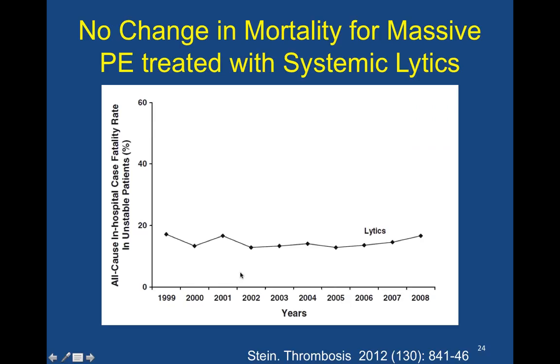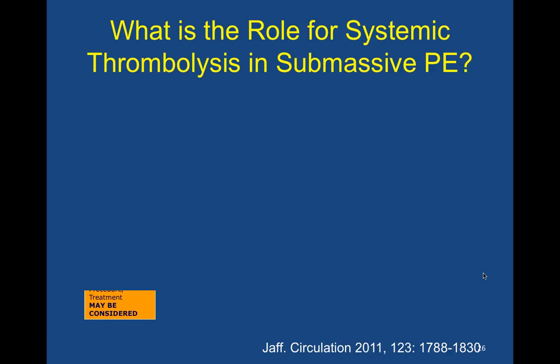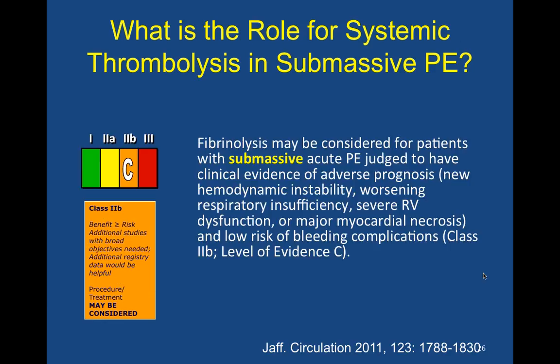And if you look at the same registry, and that's sobering data, if you look at all the mortality over the last 20 years from these patients with massive PE treated with lytics, it really has not changed. Still around 20%. The whole population is about 50%, but the ones treated with lytics is around 20% and has not really changed. And that's why we're trying to focus on this high-risk population to see if we can, with new treatments, decrease that mortality.